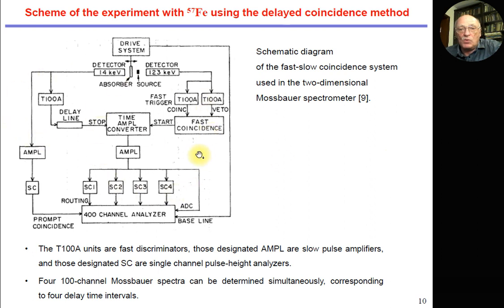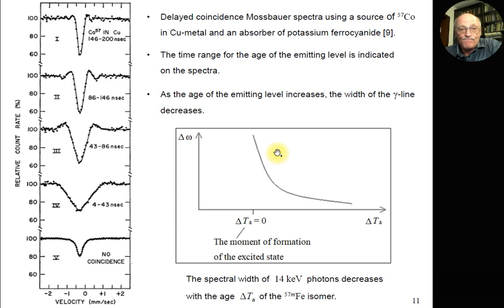Here is shown the schematic diagram of the fast-slow coincident system used in the two-dimensional Mössbauer spectrometer. But due to lack of time, I have to omit experimental details and go straight to the results. This figure shows the late coincidence Mössbauer spectrum using a source of cobalt-57 and copper metal.